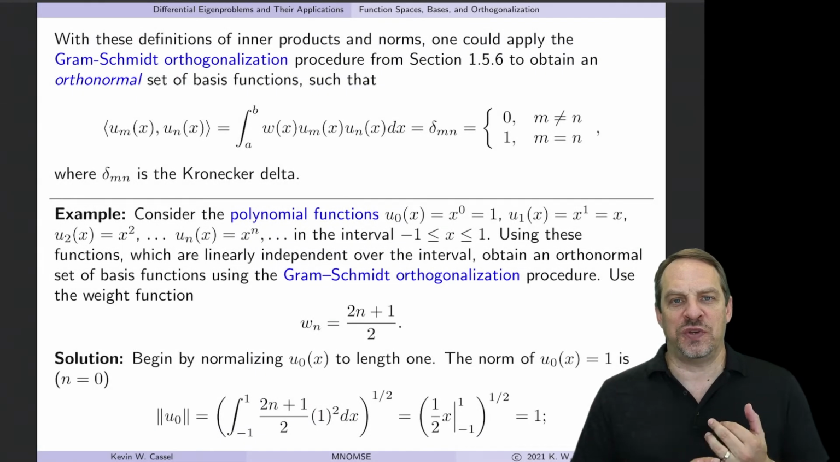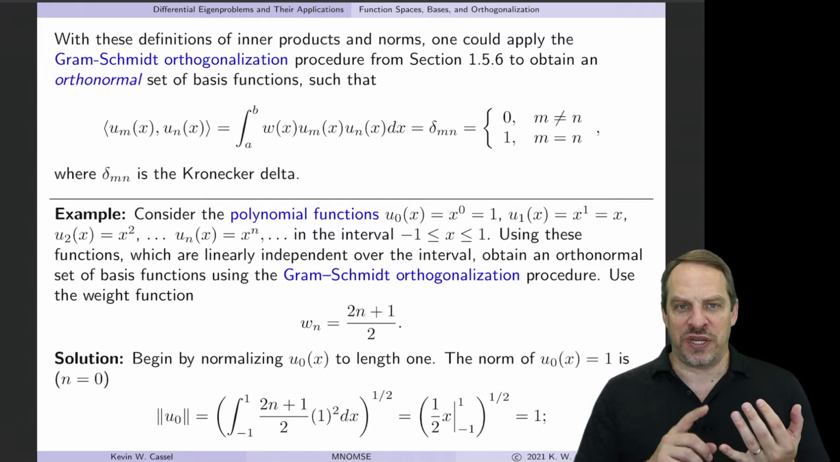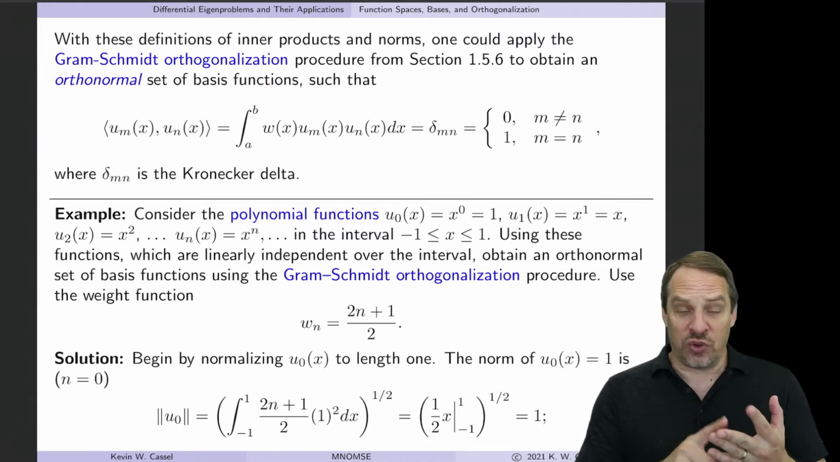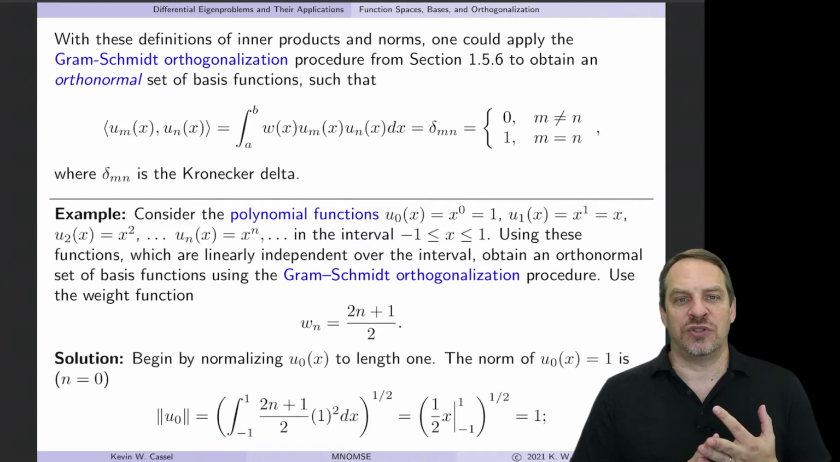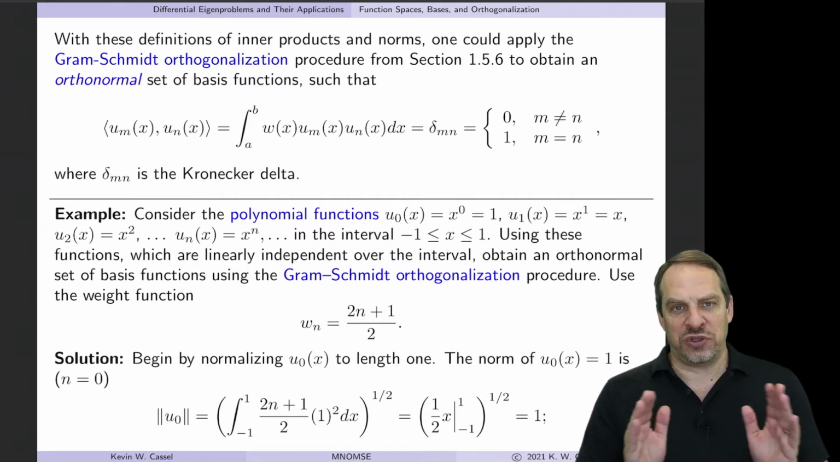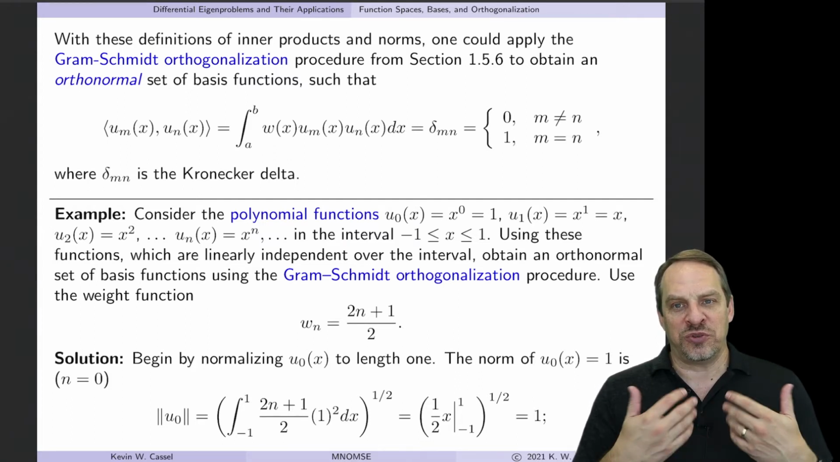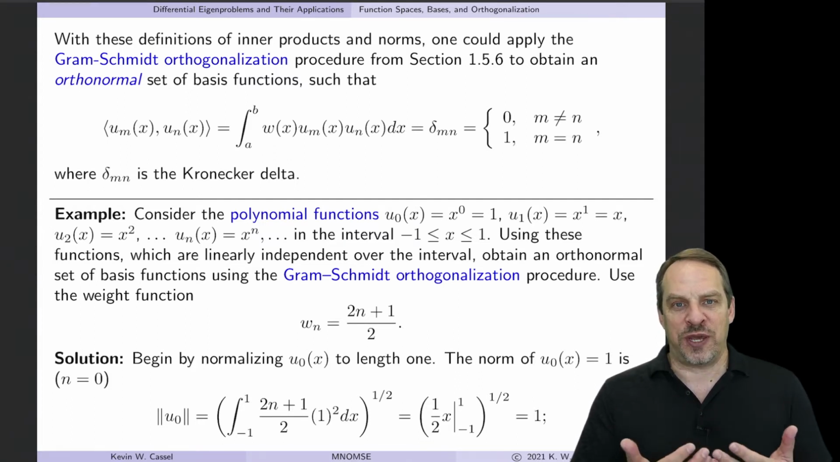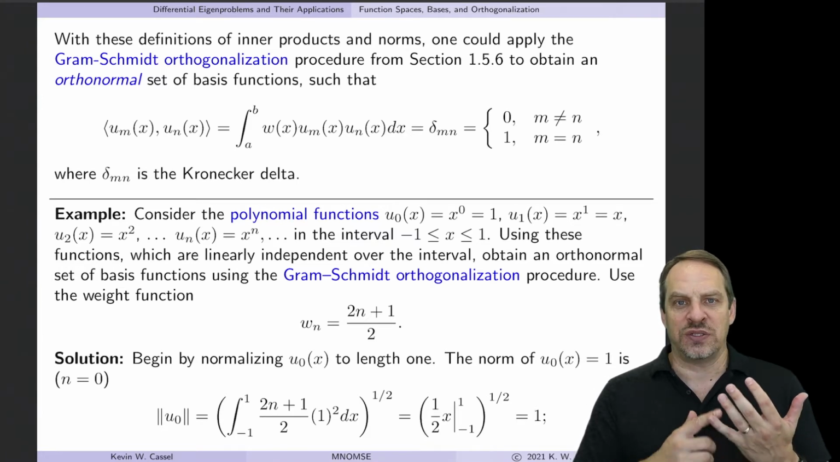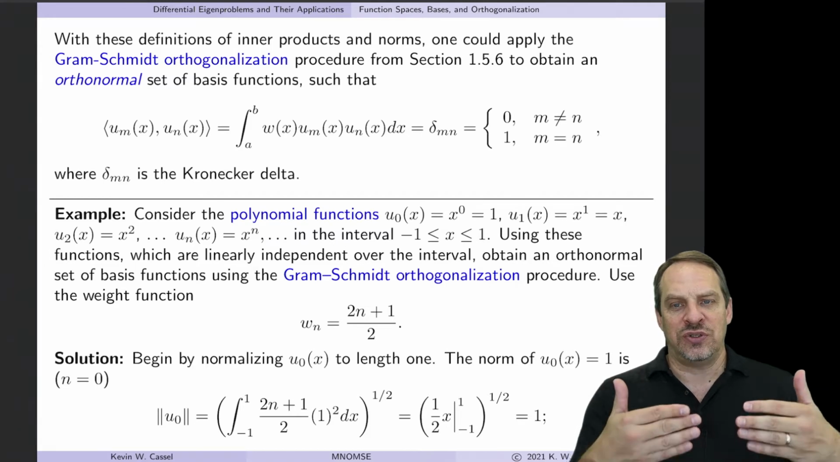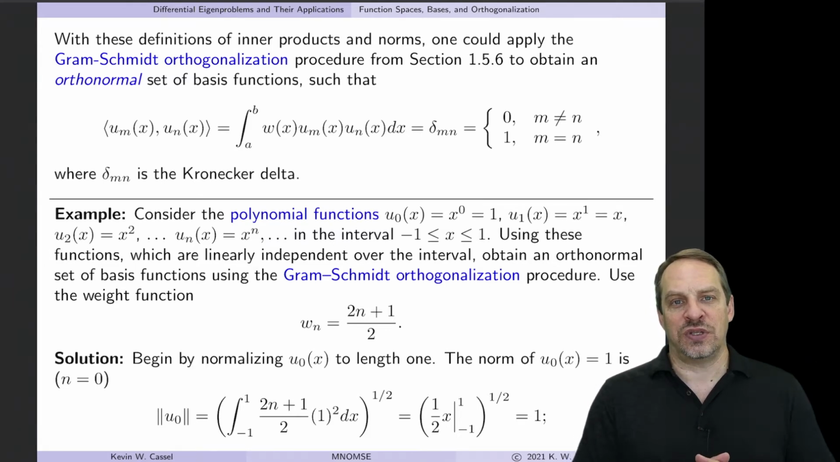So you remember in the previous video, we defined what we mean by a function space. By analogy to a vector space, we defined what we mean by orthogonalization, orthogonality of functions, and so on. Now we're going to use those to do Gram-Schmidt orthogonalization. We'll take a set of linearly independent functions over an interval and do the normal Gram-Schmidt steps, but now with our new definitions of inner products as well as norms, to get an orthonormal set of functions as a result.